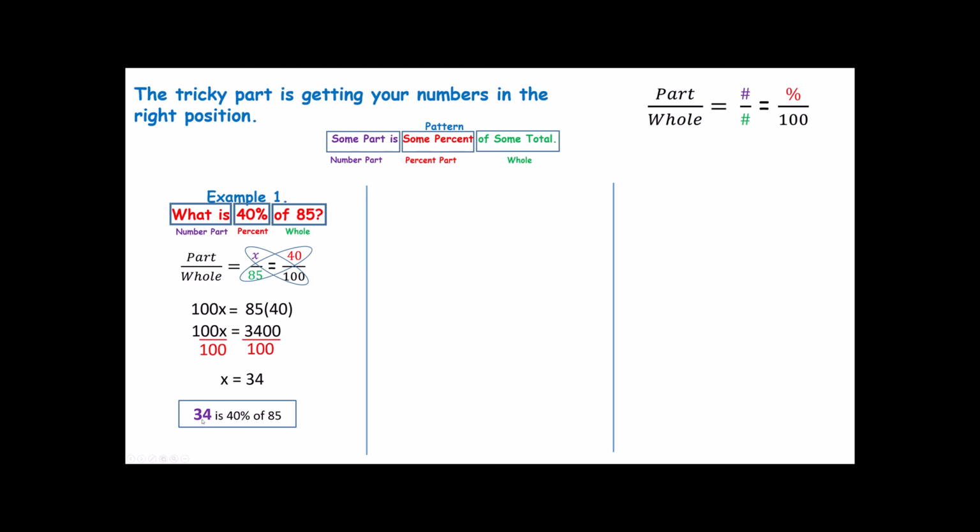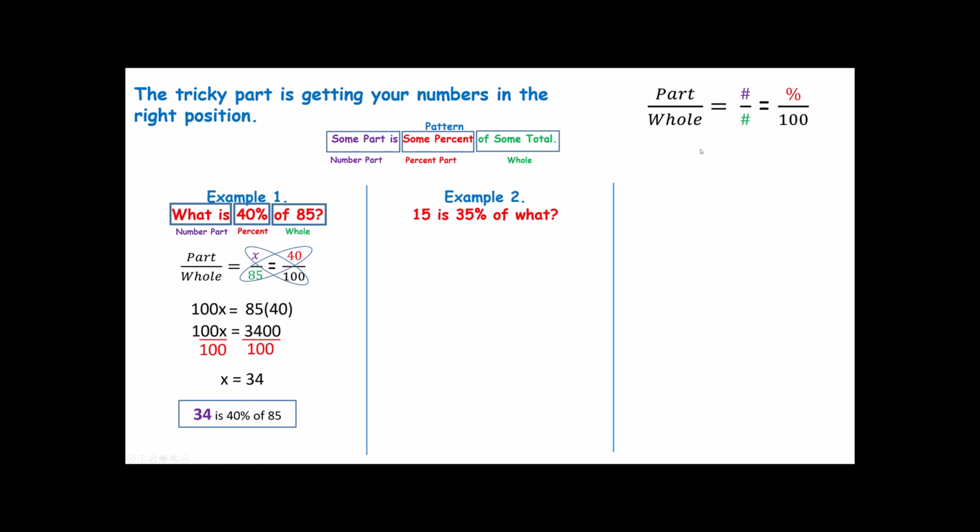And then I just went through and filled in our answer into this original sentence. What is 40% of 85? 34 is 40% of 85. And notice I color-coded that 34 to match its position up here at the top. Clearly, I'm very, very proud of the fact that I took the time to do that.